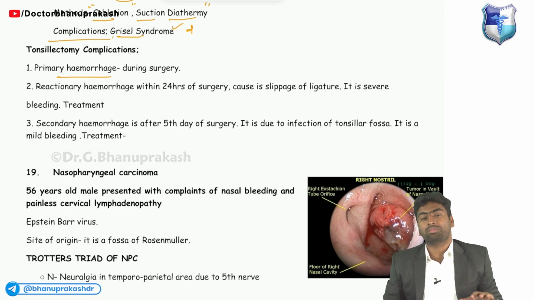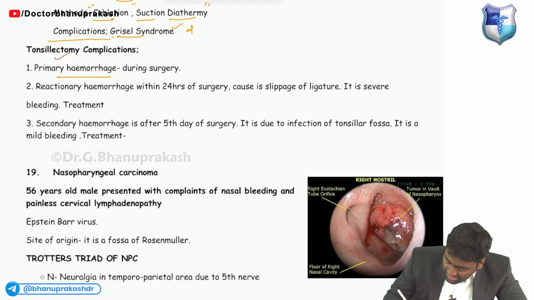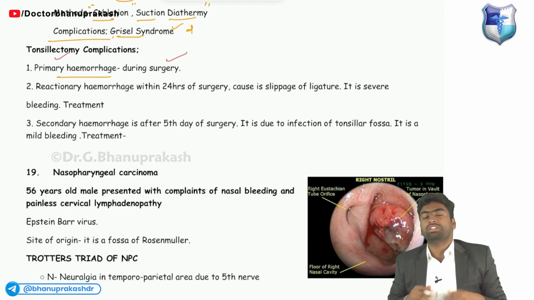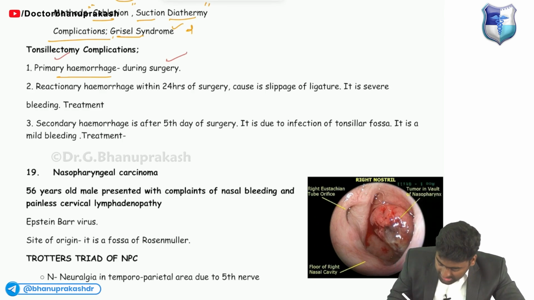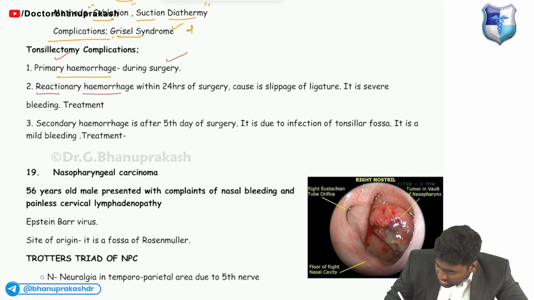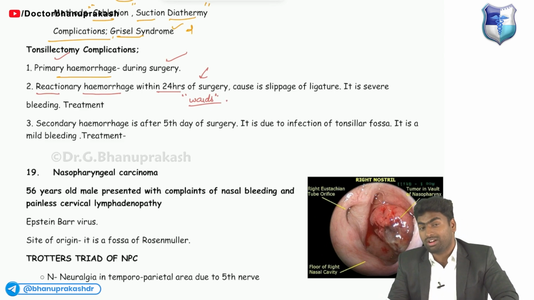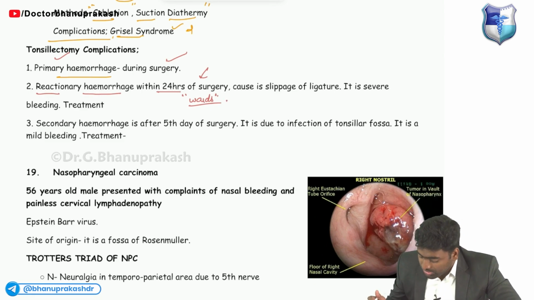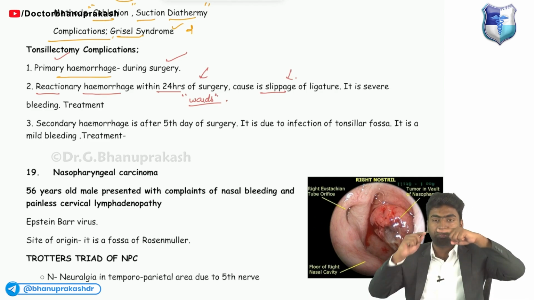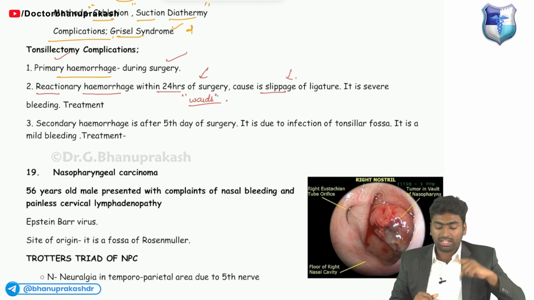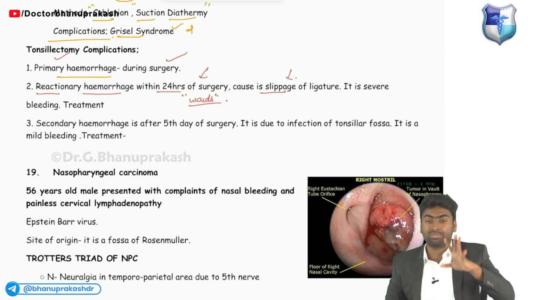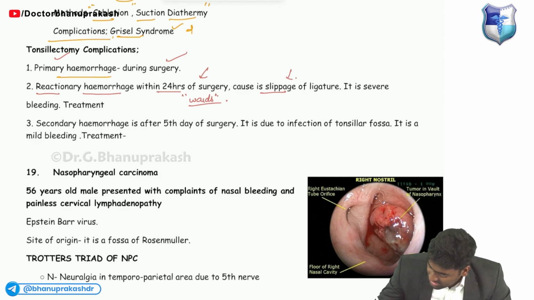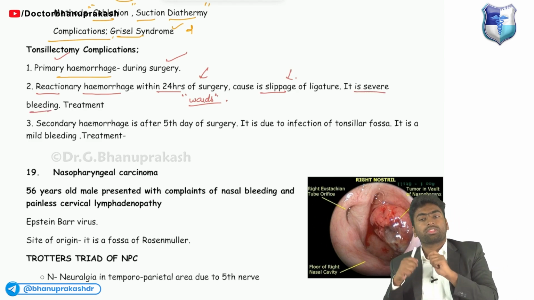Fine. Tonsillectomy leads to a few of the following complications, mainly hemorrhage. The primary hemorrhage occurs during the surgery, so during surgery whatever hemorrhage there is, you can control by cauterization. Whereas the reactionary hemorrhage occurs within 24 hours, mostly in the ward. The patient is admitted in the post-op ward, and the bleeding starts. It is because of slippage of the ligature. You put a ligature and it slips off, and this will cause the bleeding. In such scenarios, you need to shift them to OT and resuture it.